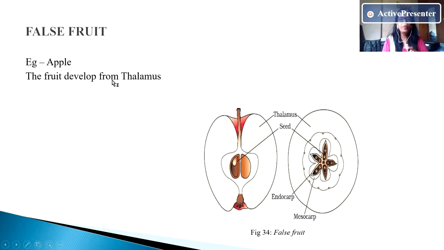The fruit developed from thalamus. In the case of apple, the edible portion develops from the thalamus. What is thalamus? Thalamus is the region from where the floral parts arise. It is the basal part of the flower. So here the thalamus is edible, and actually this is the seed developing from the ovule, and this cartilaginous tissue, this part, is known as the ovary. So here endocarp you can see and mesocarp. This edible portion is developing from thalamus.